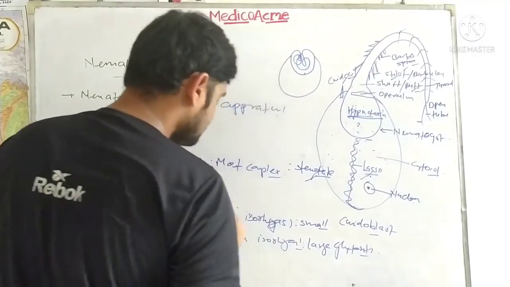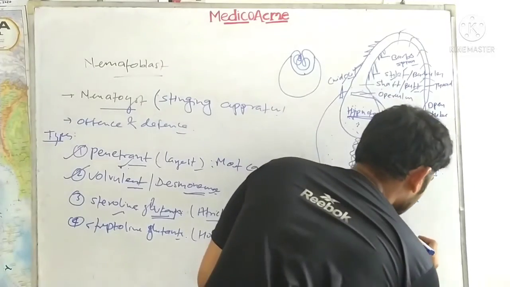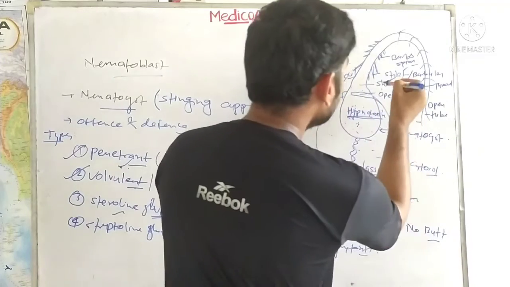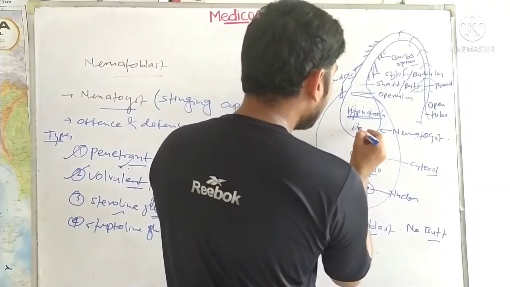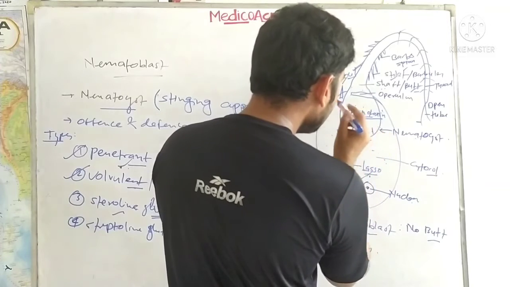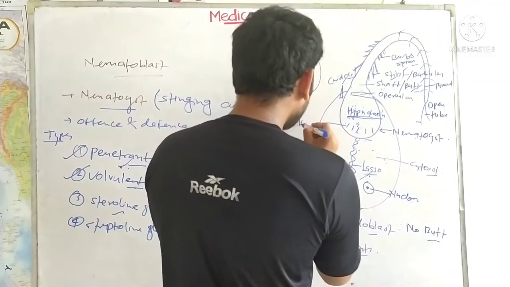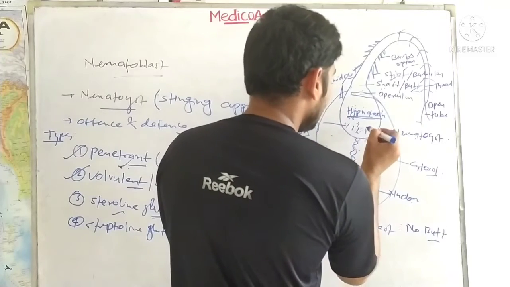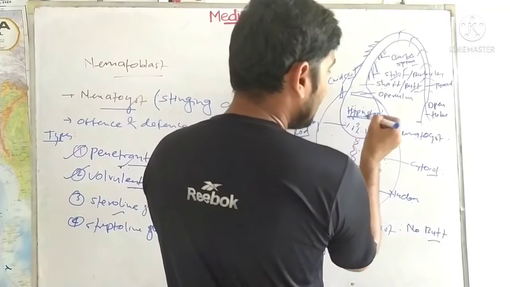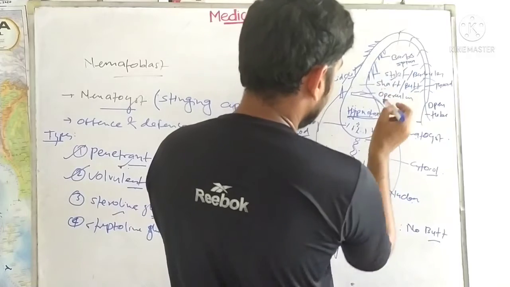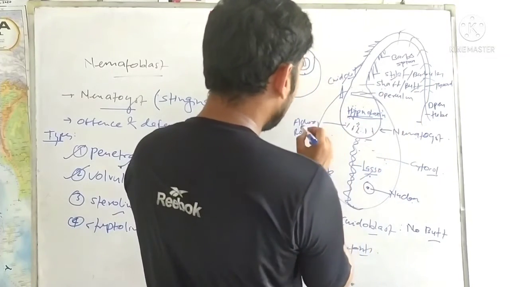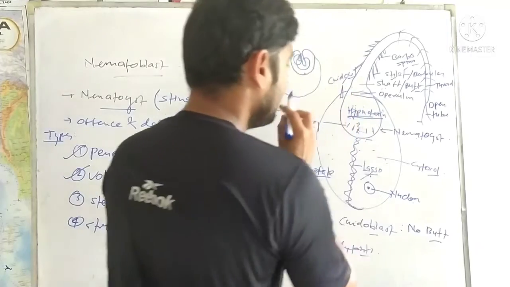Stereoline has no butt. No butt, I mean there is no shaft. Please remember that here there are the anchoring rods which actually hold the nematocyst and the thread. So when the thread emerges, it will lie on the anchoring rods. So anchoring rods are present here.